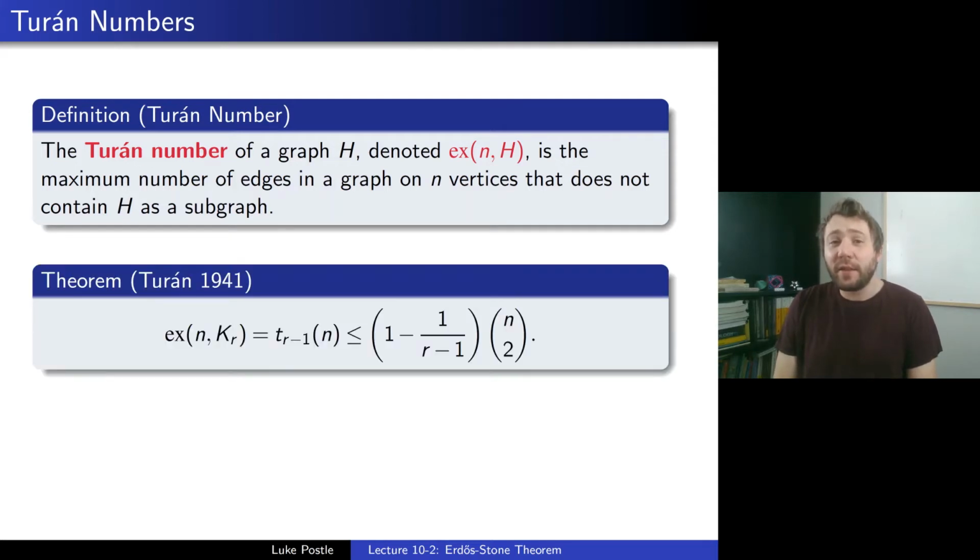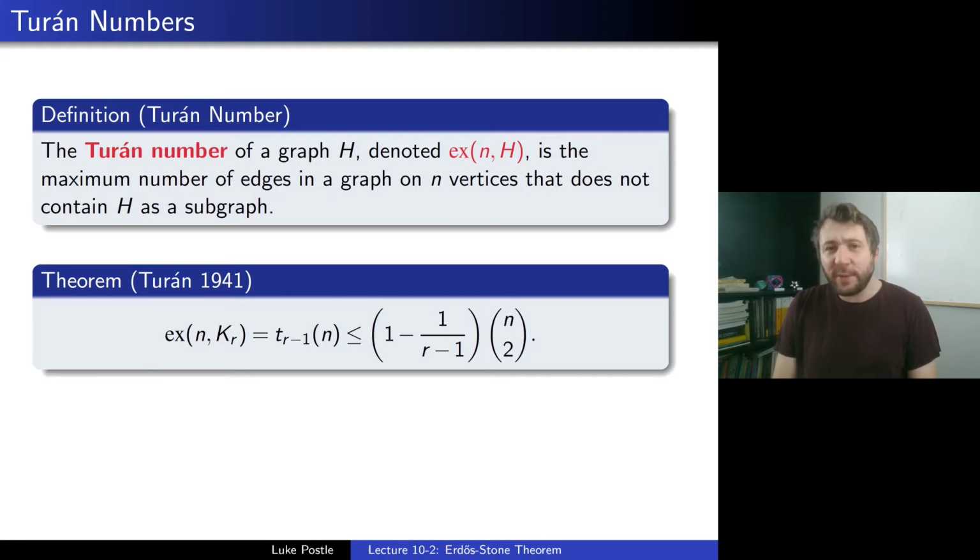And the theorem by Turan from 1941 gave the Turan number of the complete graphs. It said that ex(n, K_r) was this t_{r-1}(n), that's the number of edges in the Turan graph, which is at most (1 - 1/(r-1)) times n choose 2 as an upper bound. But as we went through when we discussed Turan's theorem, there's a more specific function that's close to that, but is attained by the Turan graph.